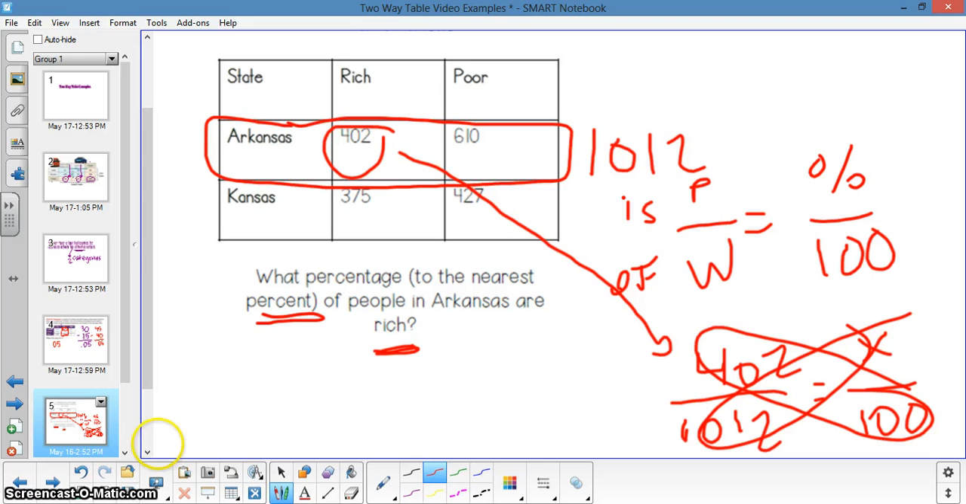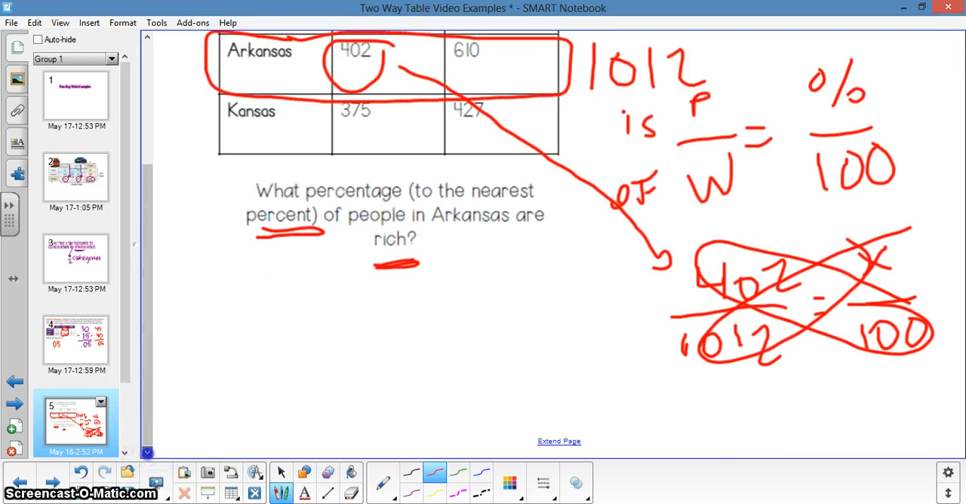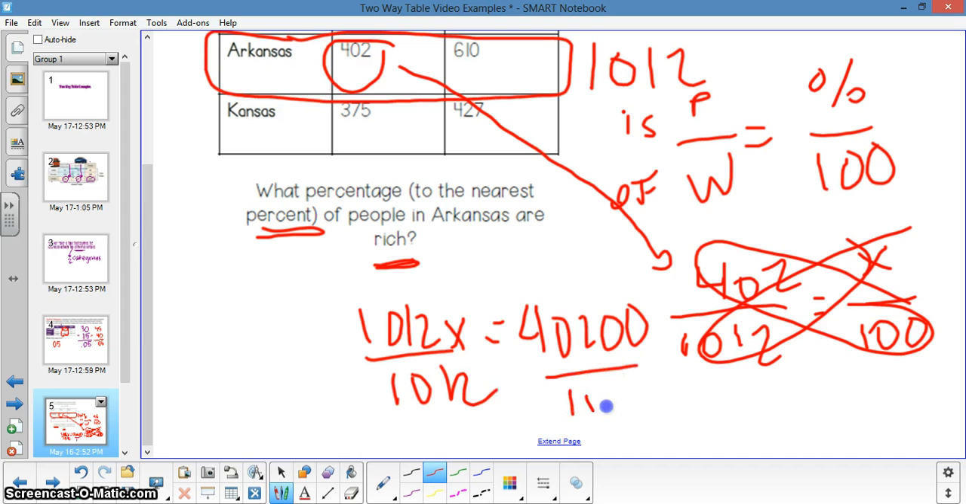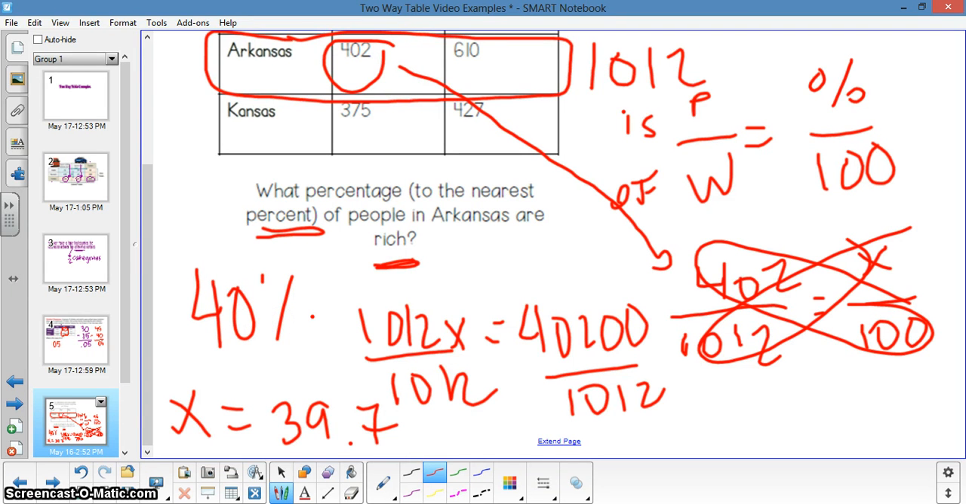So to cross multiply, 1,012 times X is 1,012X equals 402 times 100, 40,200. Divide to get X by itself, basic equation, and I divide by 1,012 and I get 39.7. So it said round to the nearest percent. In this case, we'll say 40%.